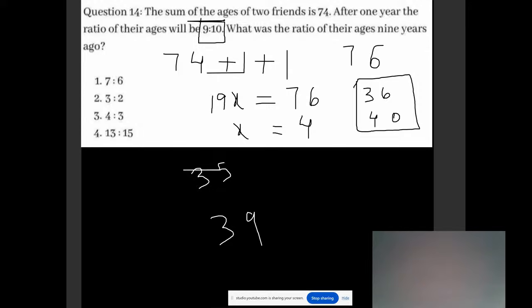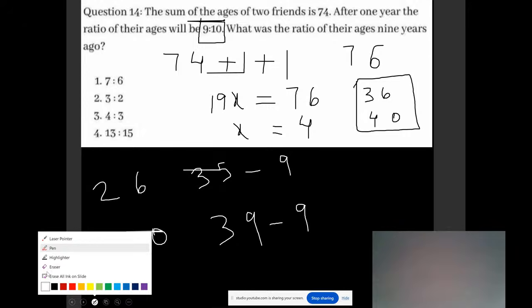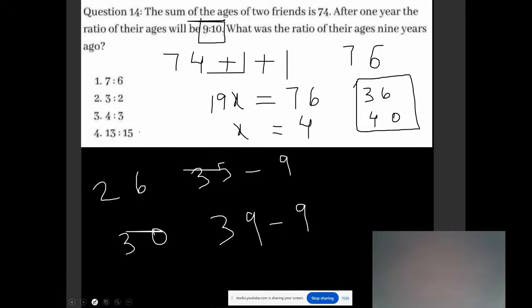Okay, next the question says: what was the ratio of their ages 9 years ago? So 9 years ago means you should subtract 9 from each one. 35 minus 9 is 26, and 39 minus 9 is 30. So 26 is to 30, which means the ratio of them is 13 is to 15, which is the correct answer. 13 is to 15 is the correct answer. That is option 4.